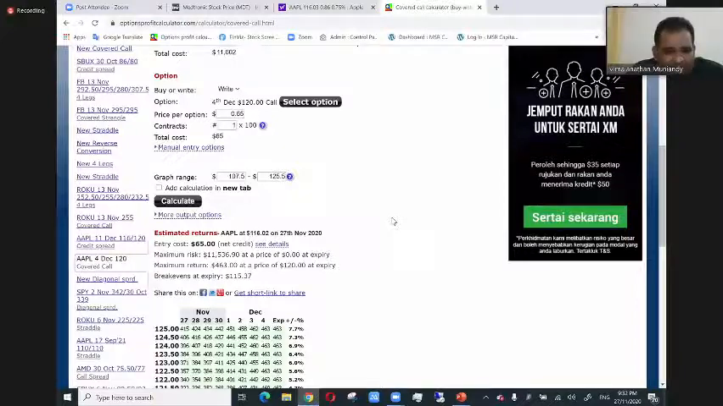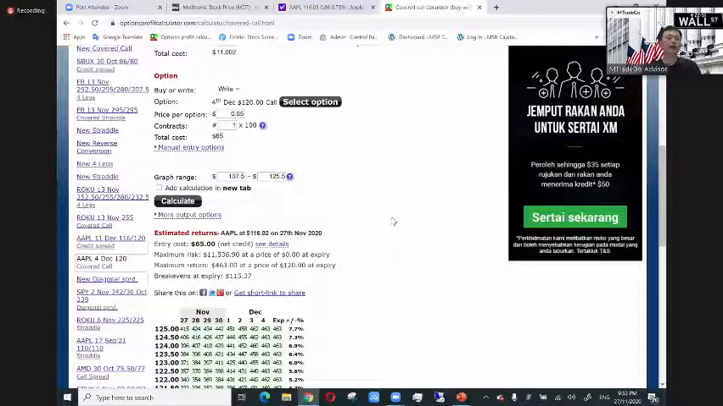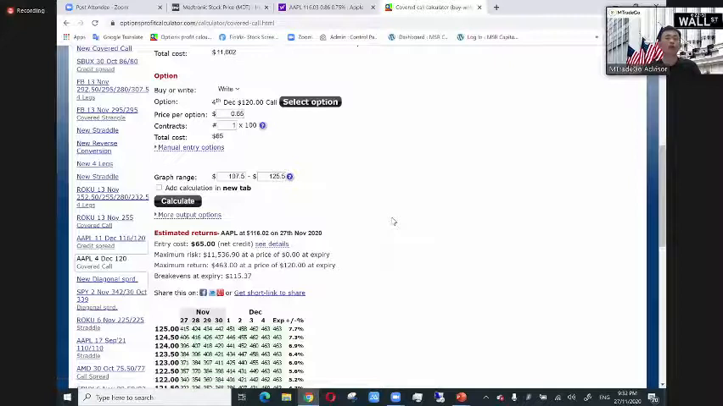So that means for even this covered call, we can close anytime we want, anytime we feel we've already made our money. But when you close it, you have to be very careful. If the stock goes up, you have to cross both sides, meaning you have to buy back the call and sell the stock. You know what I mean?